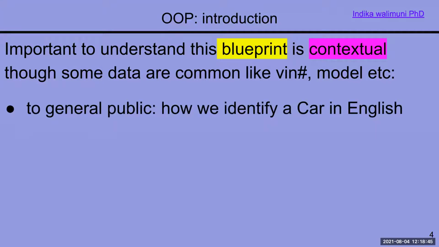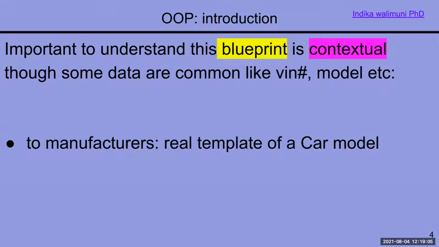Okay, so to the general public, the English speaking public or any other language, we know the car in that particular language, right? It's how we identify a car in any of those languages. For English, it's the car. Okay. For a manufacturer, there's basically a real template of a car model, right? So they make cars following a real procedure.